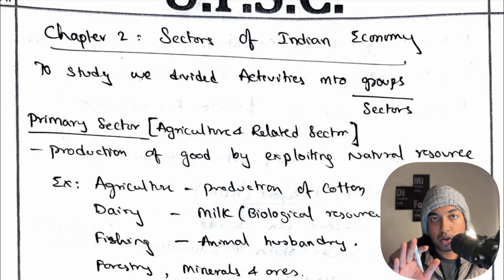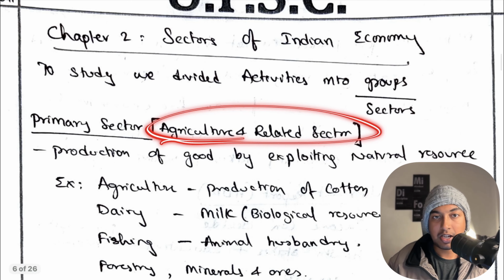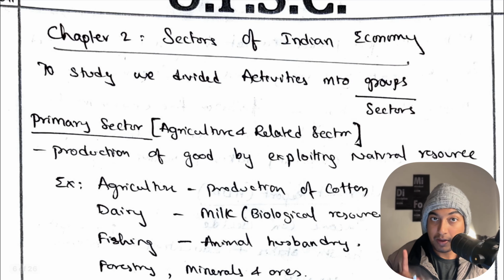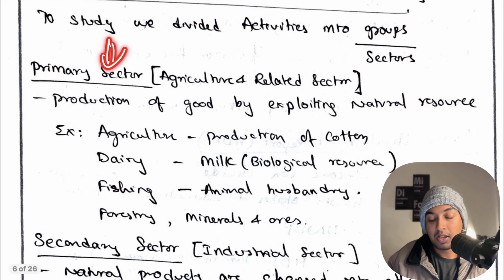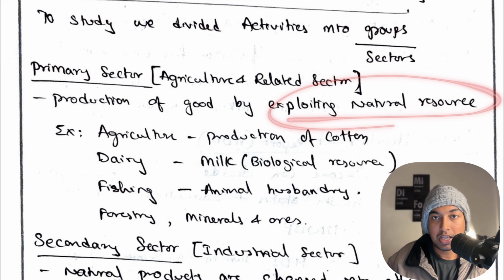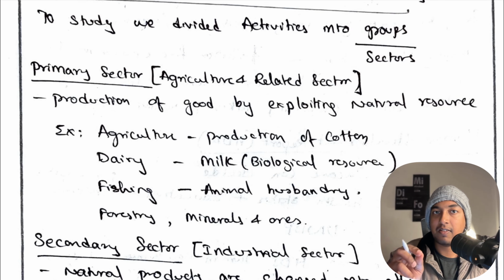First I'm going to talk about agriculture and related sectors. Why agriculture and related sectors? They exploit natural resources. We have discussed this already in the 9th class, but we are discussing it again here. This is called the primary sector, where we exploit a natural resource. If the work by definition exploits some kind of natural resource, then it is grouped into the primary sector. I hope you understood what a primary sector is.